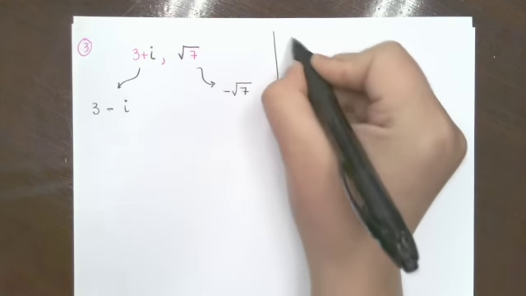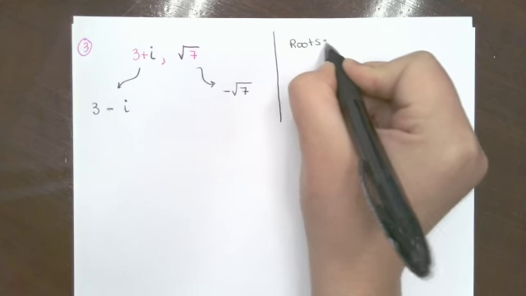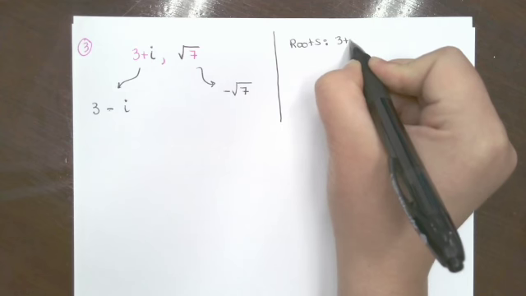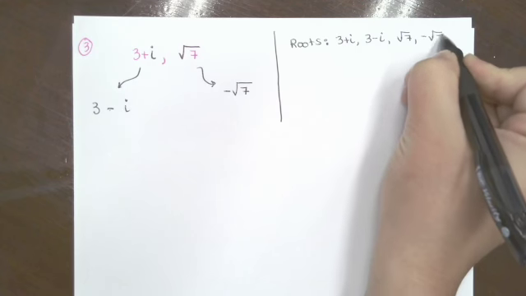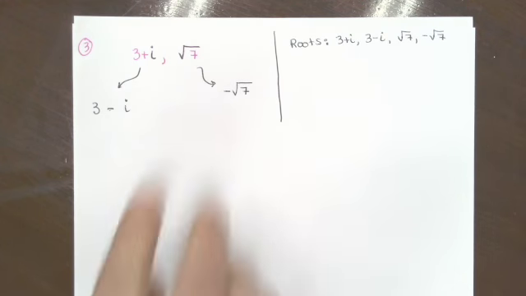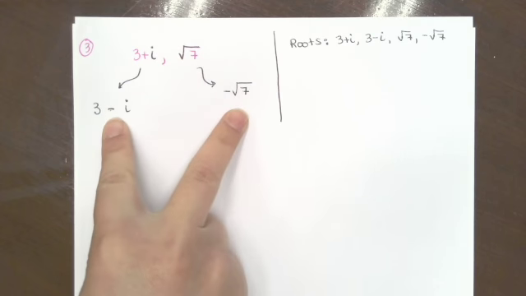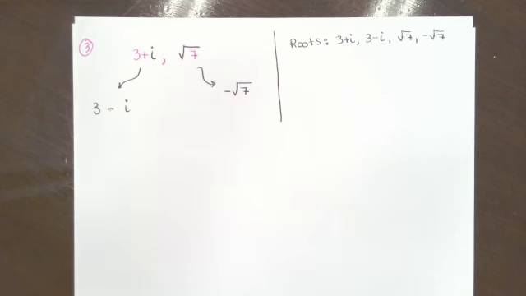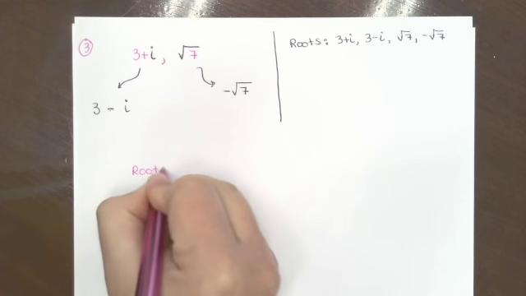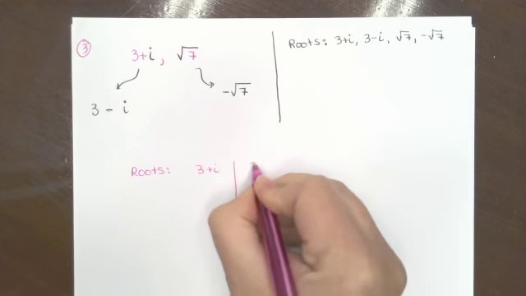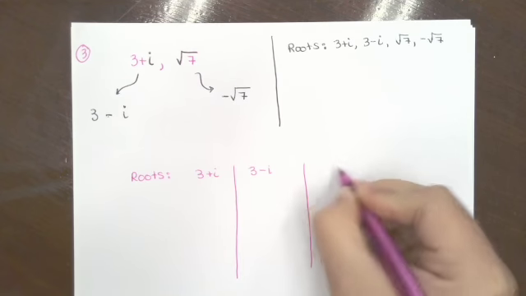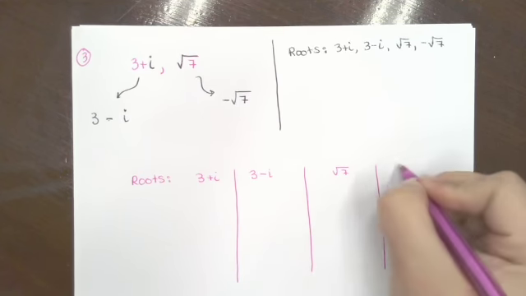So the actual roots that we have are 3 plus i, 3 minus i, root 7, and negative root 7. So we have 4 roots instead of the original 2 that they give us. These other 2 were hidden. They were secret, magically hidden. What I saw was great work. You guys just didn't take the extra step to expand. Write out your roots. So we got 3 plus i, and I like to do it in like a column and row format. 3 minus i, root 7, and negative root 7.